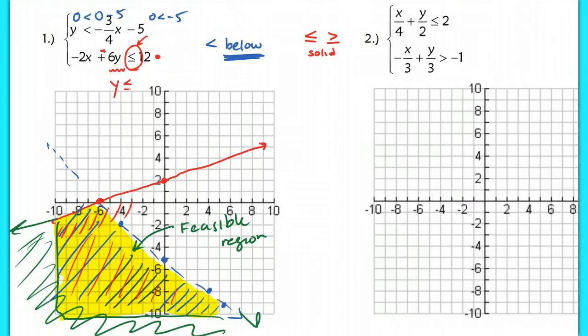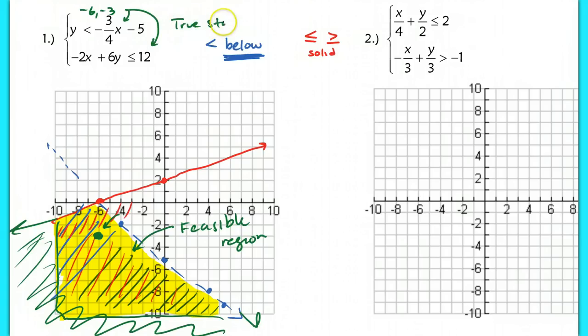But basically, any point that I now pick inside this feasible region has to satisfy these two inequalities at the exact same time. So let's say I pick the point -6, -3 right here. If I plug in -6, -3 into this line and into this line, I will get true statements for both. It satisfies both inequalities. Okay?